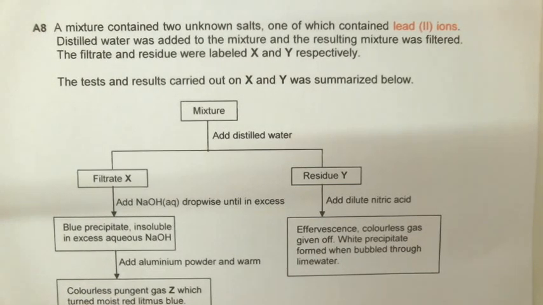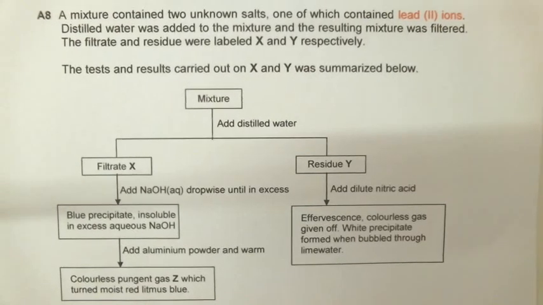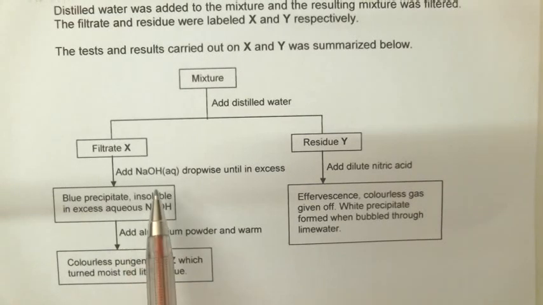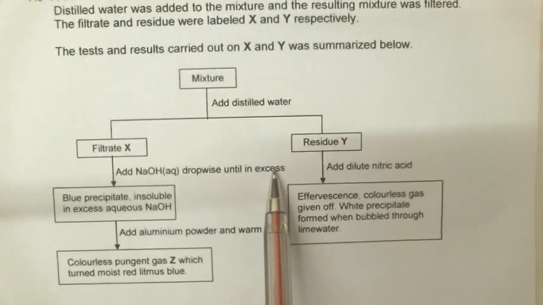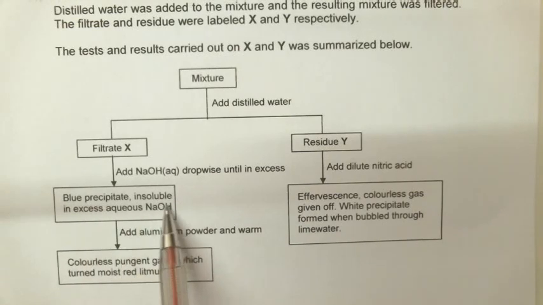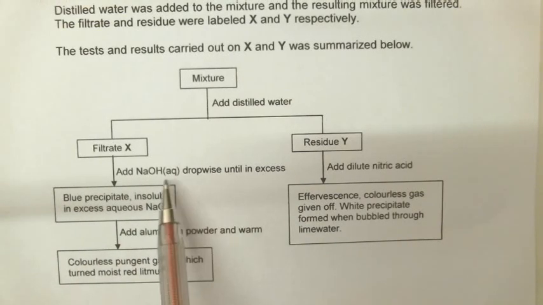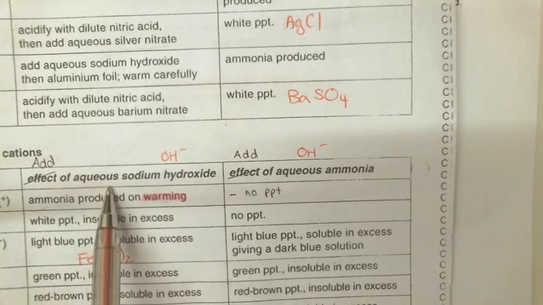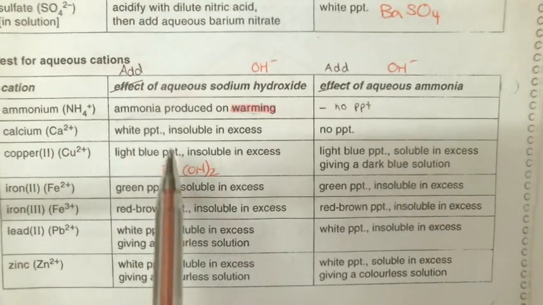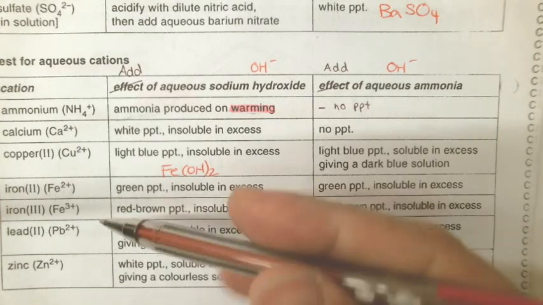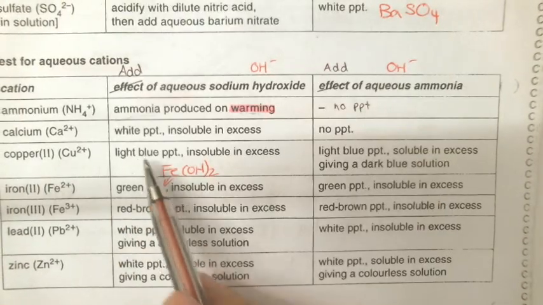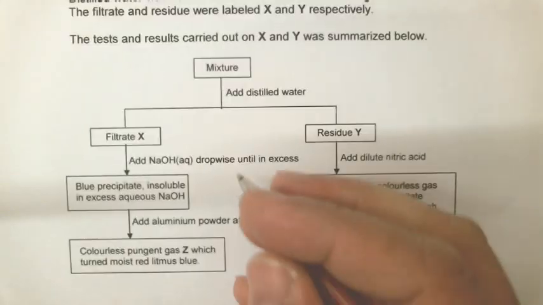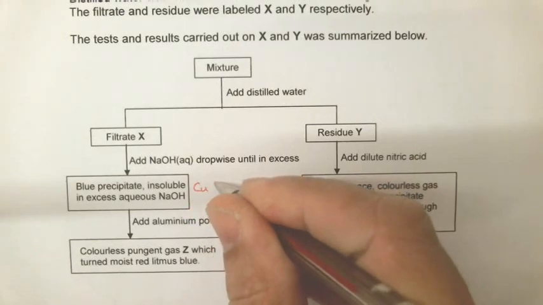We can see some clues over here already. Let's do the same thing first. We always look for familiar actions. We have add sodium hydroxide, dropwise in excess, still blue PPT, insoluble. So this action is very familiar. We look at the table. Add sodium hydroxide followed by blue PPT. And there you have it. The blue PPT must be copper hydroxide.